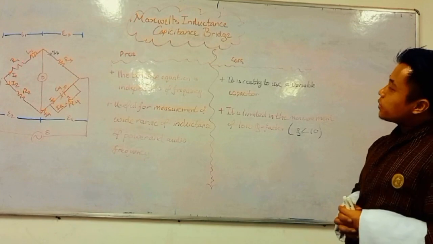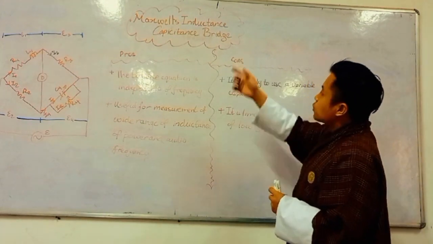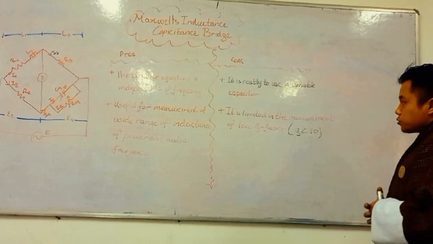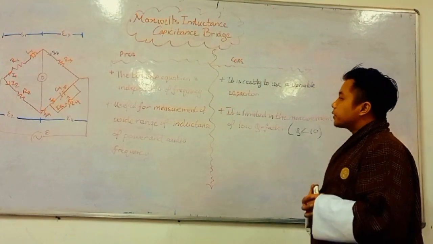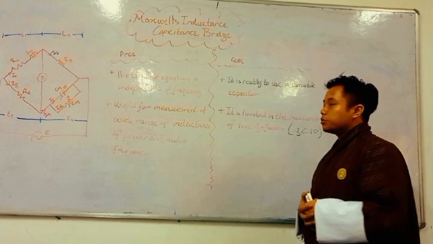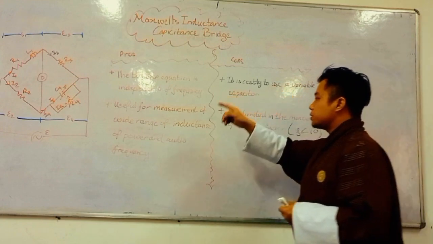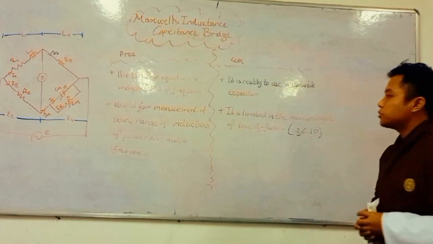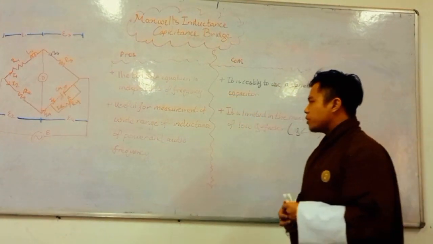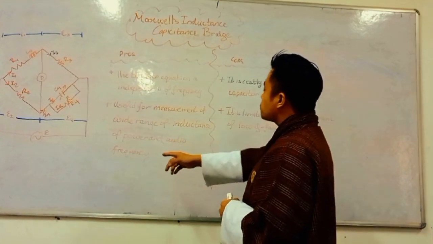Okay, so now we're going to look at some of the pros and cons of using this type of bridge. First pro of using this bridge is that the balance equation, which is Z1 times Z4 equal to Z2 times Z3, is independent of frequency. Second advantage is that it is useful for measuring a wide range of inductances, at power and audio frequencies.